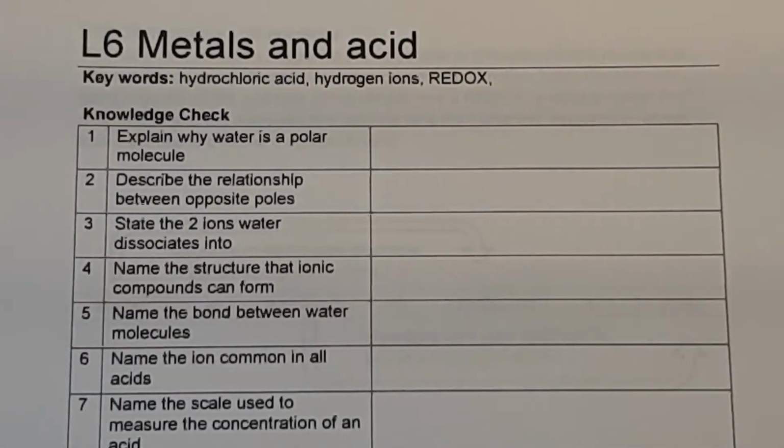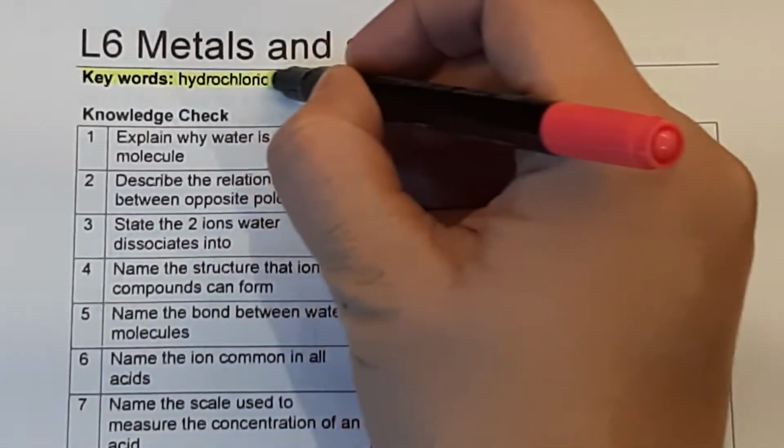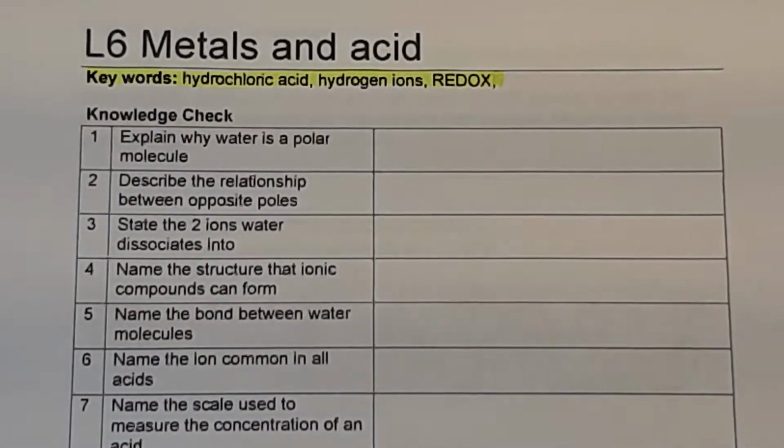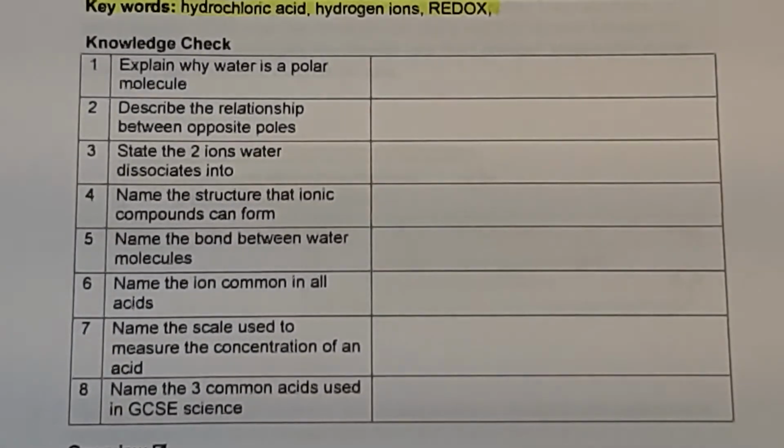We're on lesson 6, metals and acid. Today's key words are hydrochloric acid, hydrogen ions and redox. So we're going to start by completing the knowledge check on page 41 of the booklet. There are 8 questions. Please pause the video whilst you answer those.